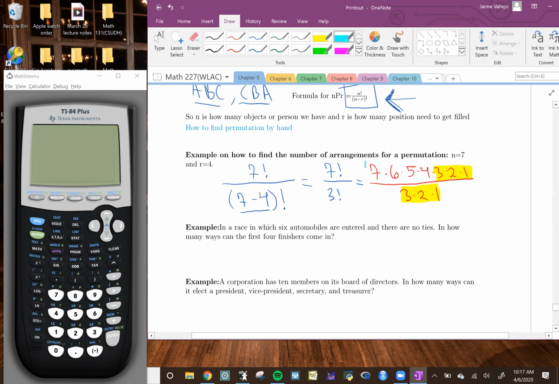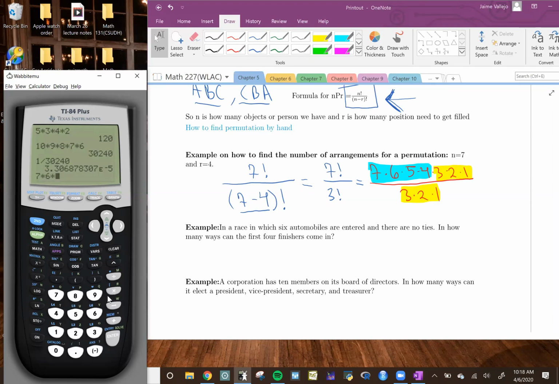So technically, all you have to do is 7 times 6 times 5 times 4. So we're going to do 7 multiplied by 6 multiplied by 5 multiplied by 4, and you get 840. And that's it for that one. Any questions so far on that problem?